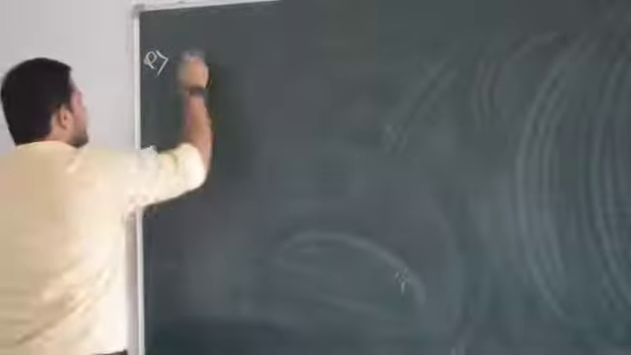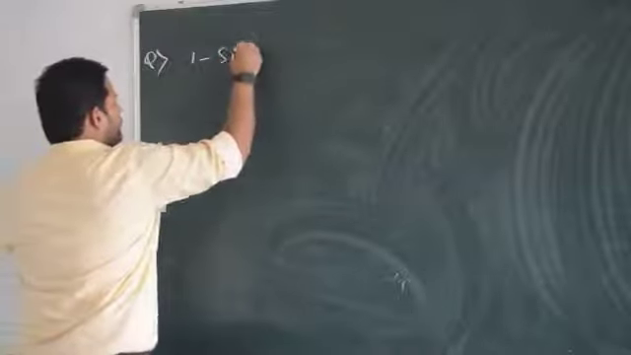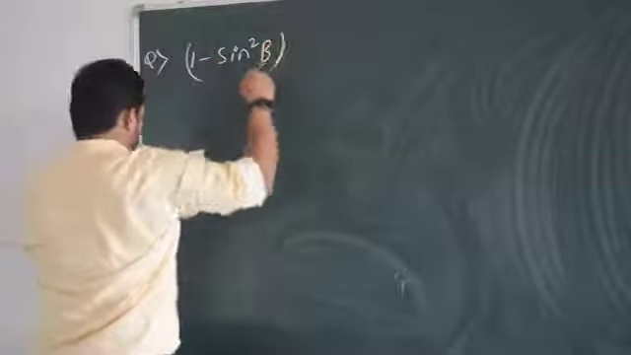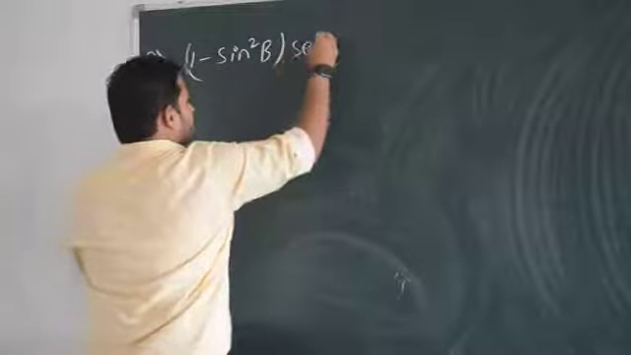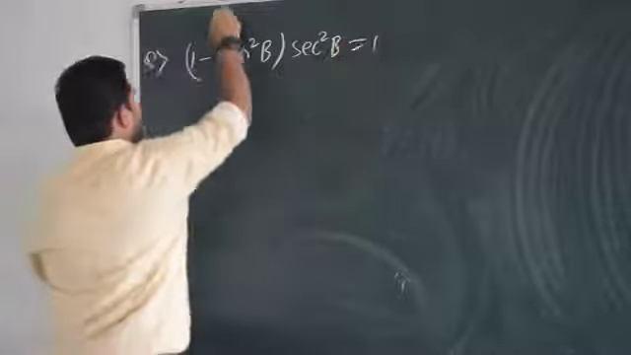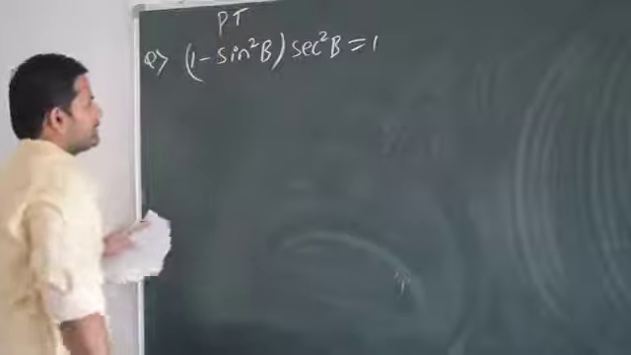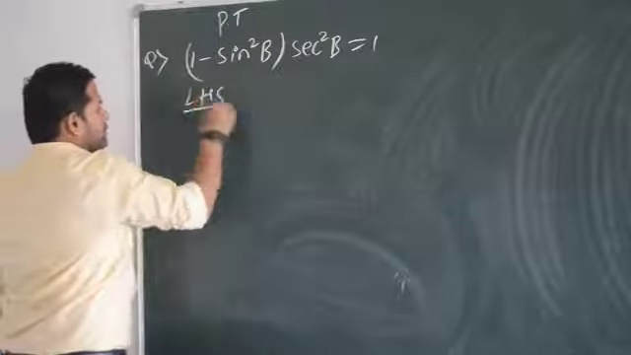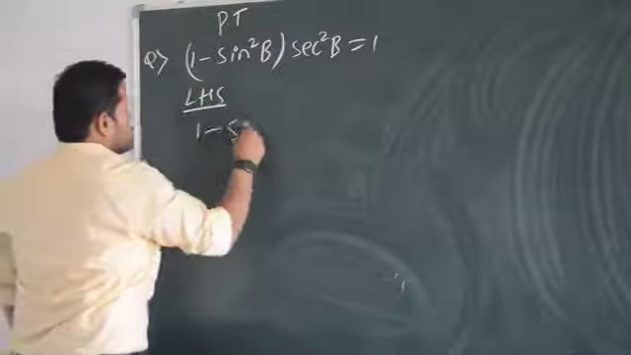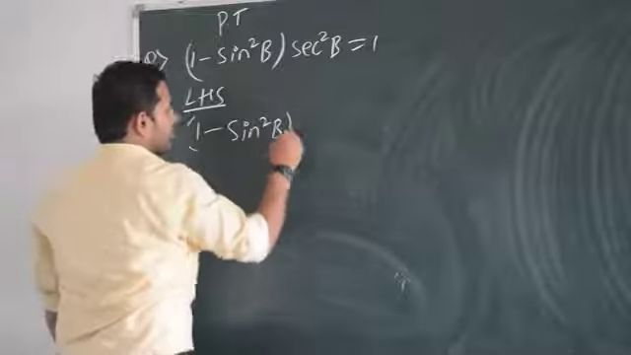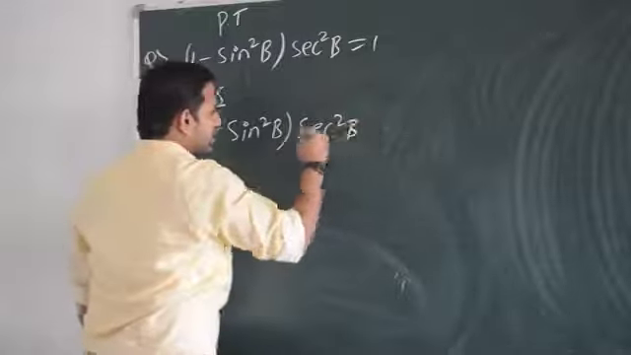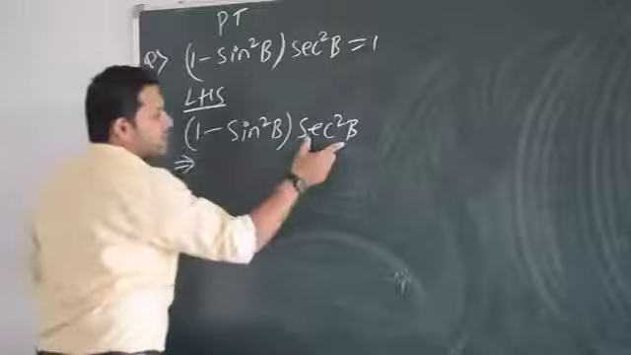Now they have asked you: 1 minus sin square b, into secant square b, is equal to 1. Prove that. They are asking you to prove this. How to do it? Tell me. Again, LHS. What is LHS? 1 minus sin square b into secant square b. Here I have secant square b also.